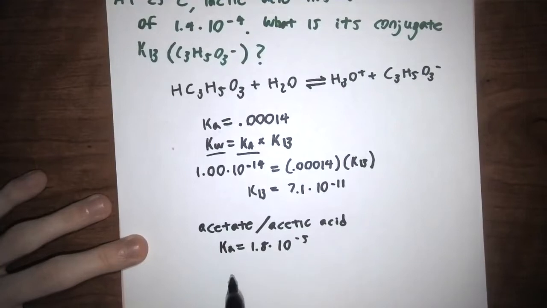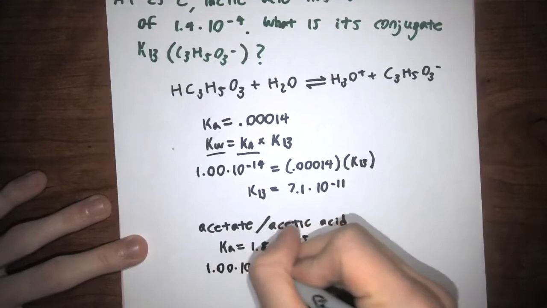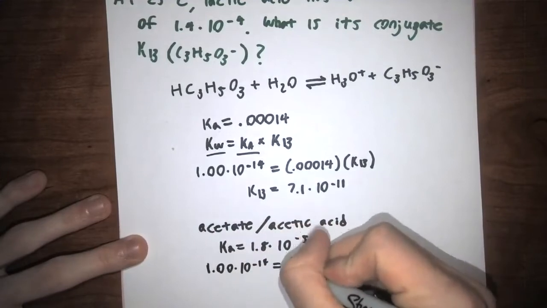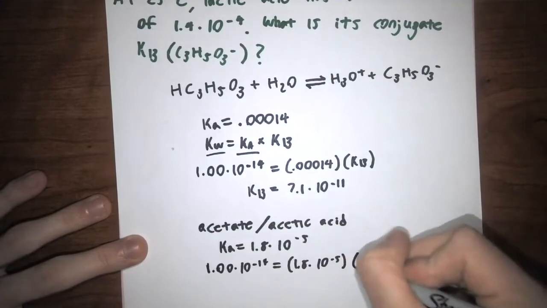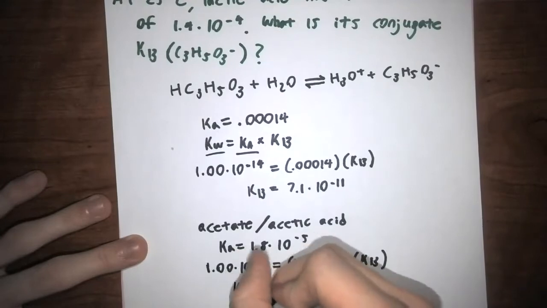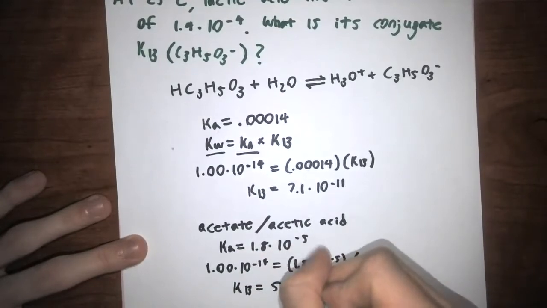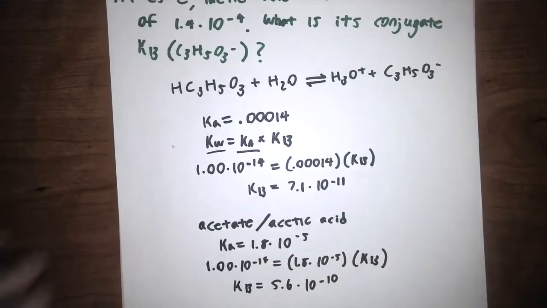So how do we get a Kb? Again, we're going to do the same thing. We're going to do Kw, 1.00 times 10 raised to the negative 14th is equal to 1.8 times 10 raised to the negative fifth times Kb. Again, divide it over, and we get a Kb equal to 5.6 times 10 raised to the negative 10th.